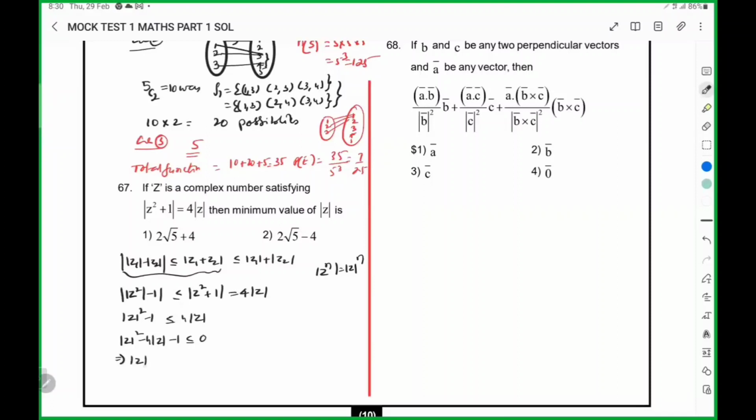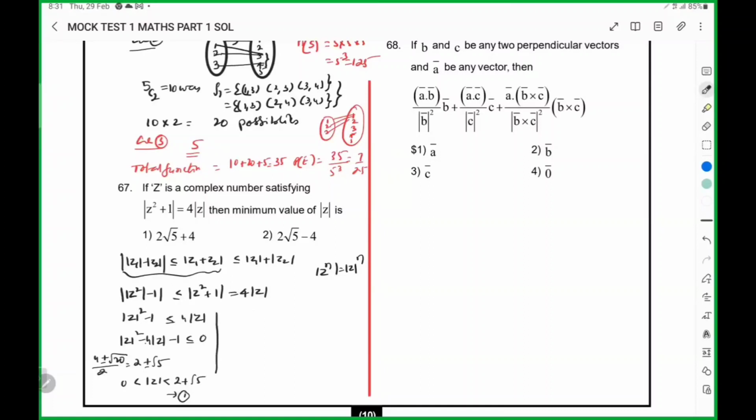So mod z here is, if you solve this, roots will be minus b plus or minus root of b square minus 4ac by 2a: 4 plus or minus root 16 plus 4 by 2, that is 2 plus or minus root 5. Mod z cannot be negative. So mod z lies between 0 and 2 plus root 5. So this is one possibility.